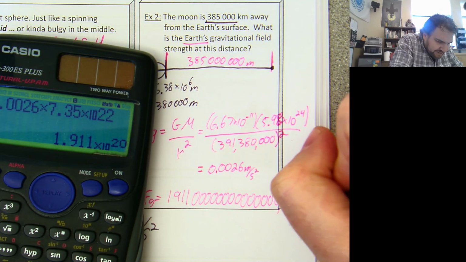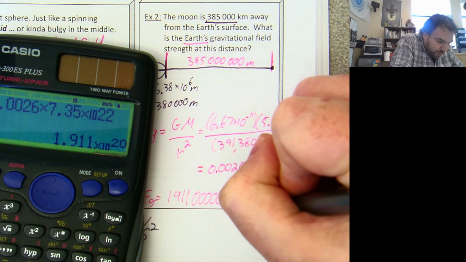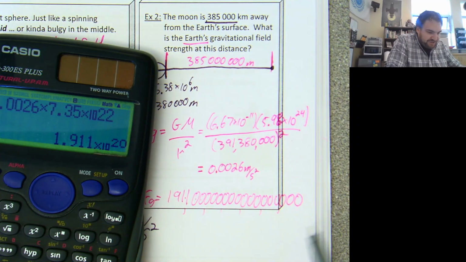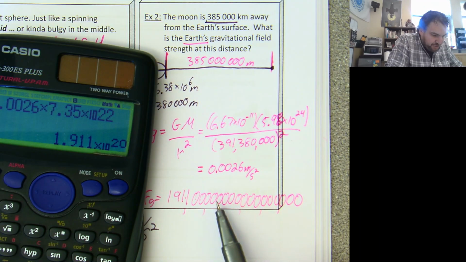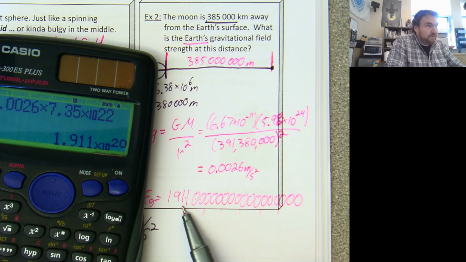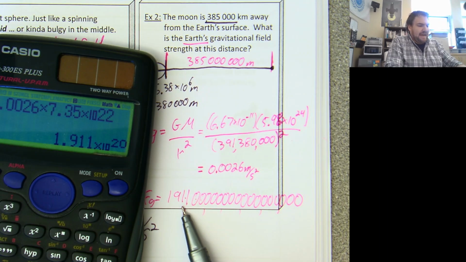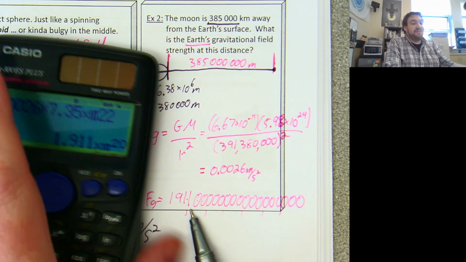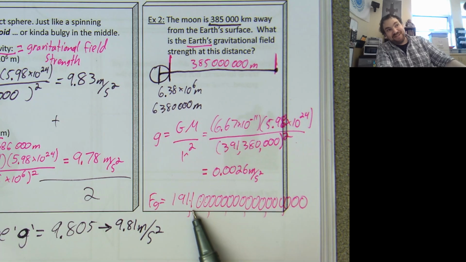To put that number into context: million, billion, trillion, quadrillion. What's after quadrillion? Quintillion? 191 quintillion, 100 quadrillion newtons of force on the moon from the Earth. Just an incomprehensibly, stupidly large value. That, Dwayne, is why the moon doesn't go anywhere.